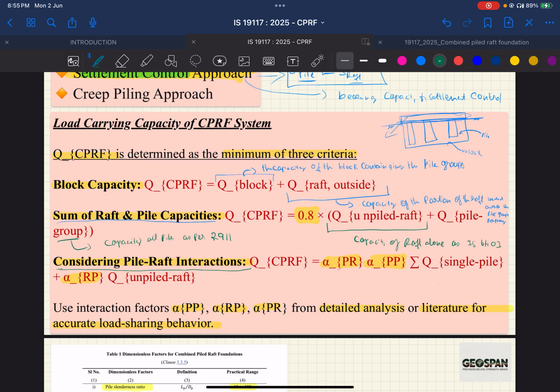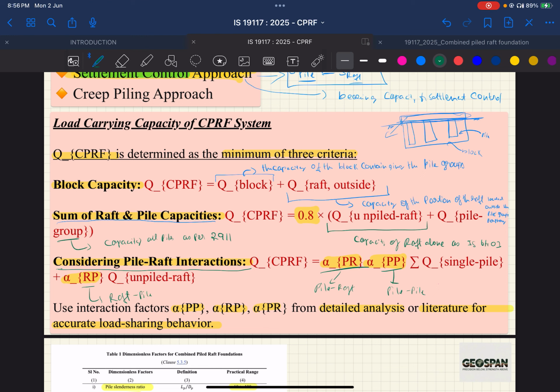Initially, in the previous two formulas, we haven't considered any pile raft interaction, but in this last criteria, we are considering the pile raft interaction, where alpha PR, alpha PP, and alpha RP are nothing but: alpha PR is the interaction between pile and raft, alpha PP is pile to pile interaction, and alpha RP is raft to pile interaction.